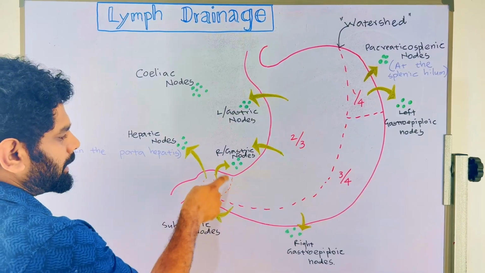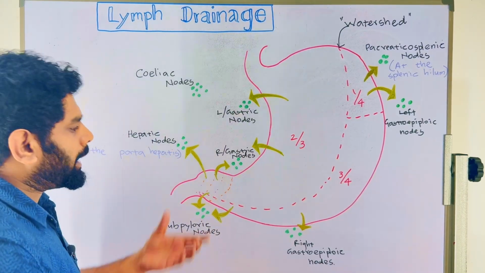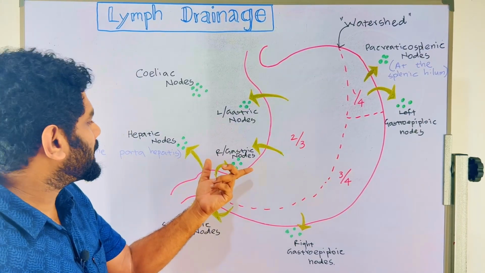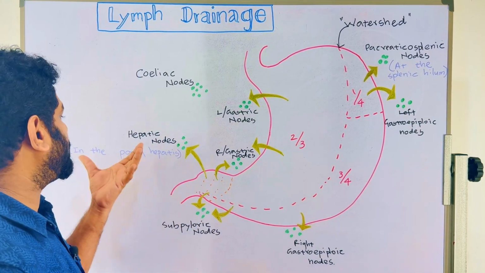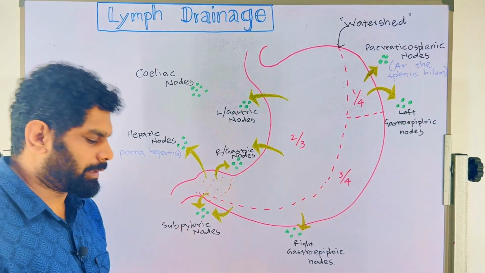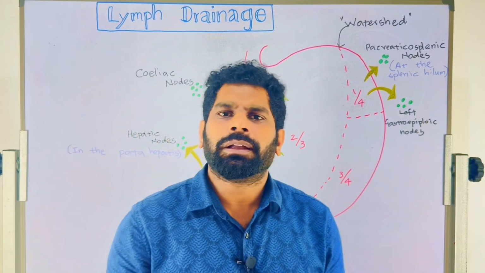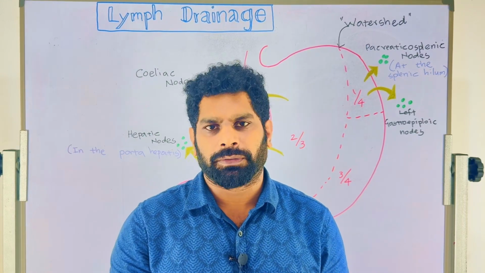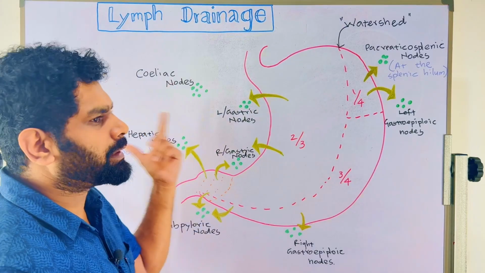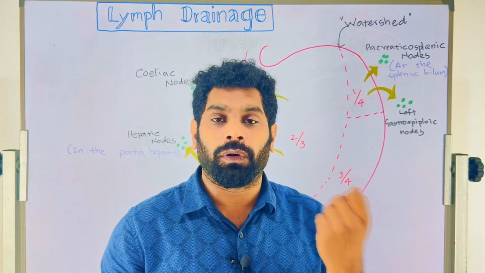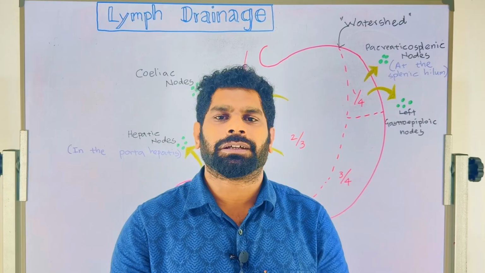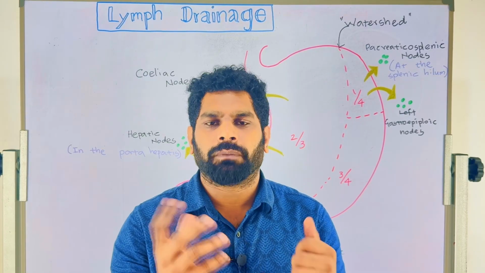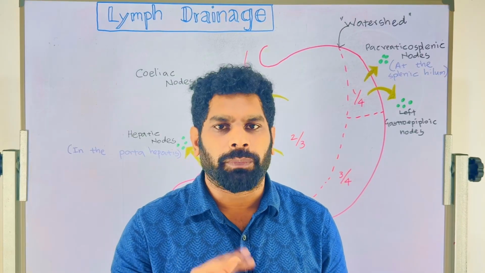There is a difference in the pyloric area. The pyloric area can drain into subpyloric nodes, right gastric nodes and hepatic nodes. The hepatic nodes are in the porta hepatis. Anyhow, all the lymph drainage will ultimately go through the celiac nodes. The celiac nodes are around the celiac artery, which we have already studied in the posterior relation of the stomach. This is one organ, one part which is making the stomach bed.